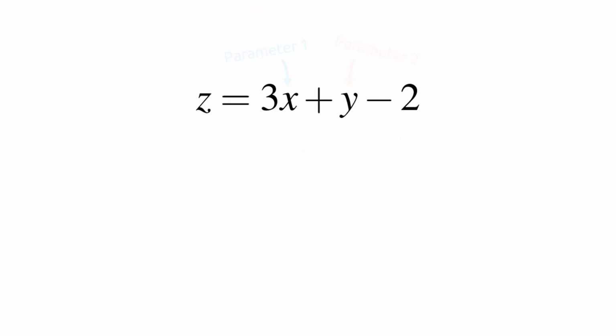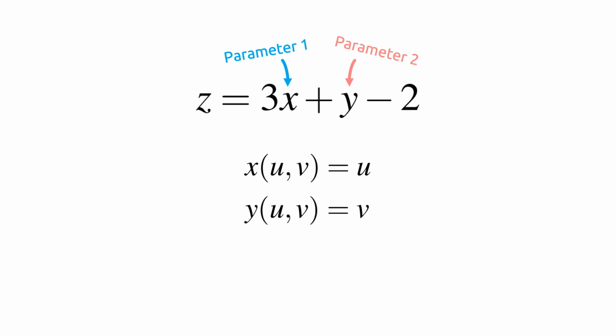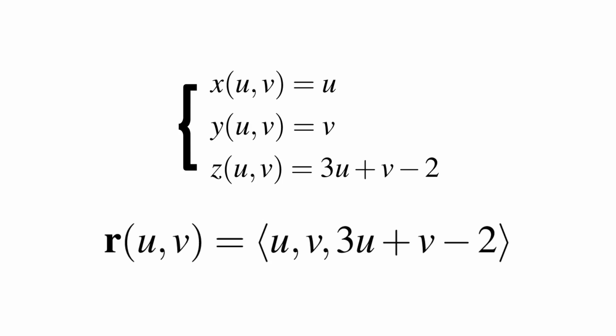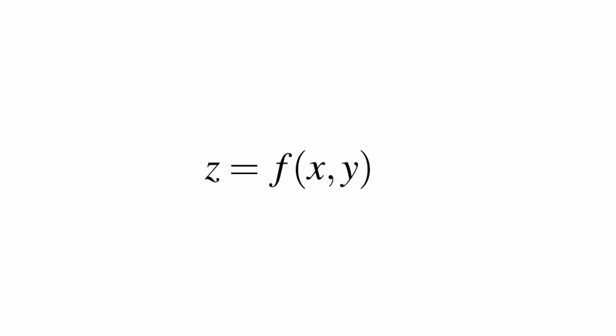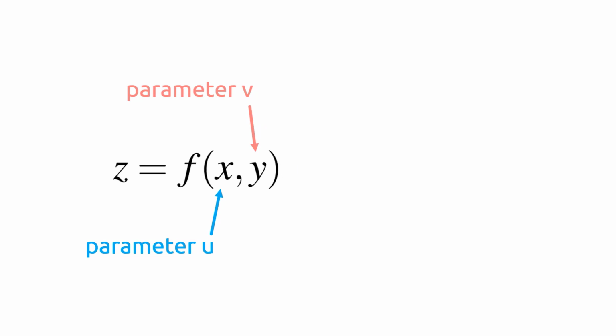Since we already have parameterized a portion of a plane bounded by a parallelogram, we can try parameterizing the whole plane. Say z equals 3x plus y minus 2. We can use x and y as the parameters. That is, let x be u and y be v. Substituting this into the equation, we get z equals 3u plus v minus 2. And we have our parameterization. In fact, for any surface given in this explicit form, we can use x and y as the parameters, and parameterize the surface as <u, v, f(u, v)>.